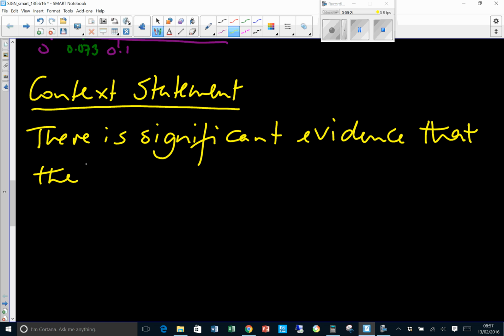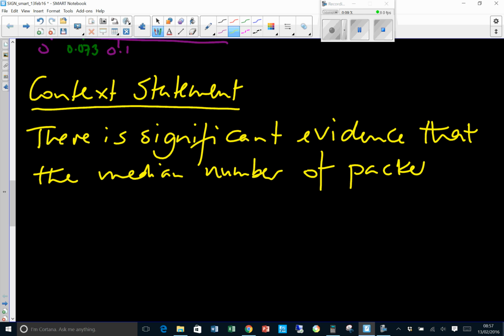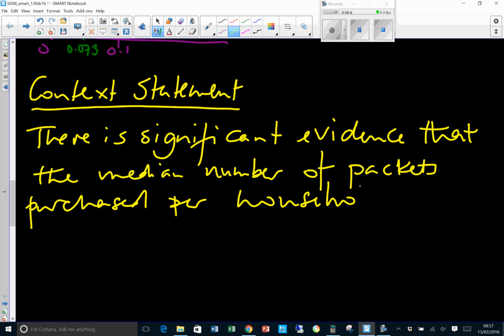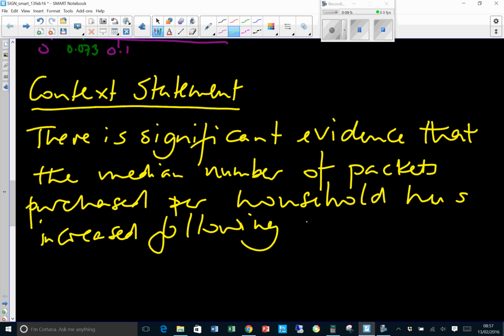So let's repeat that. That the median number of packets purchased per household has increased following the campaign. There we have it. That's 6 points.